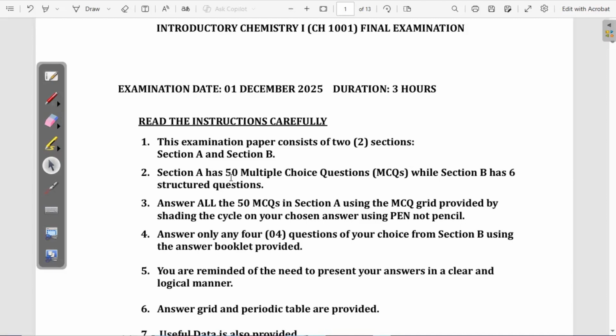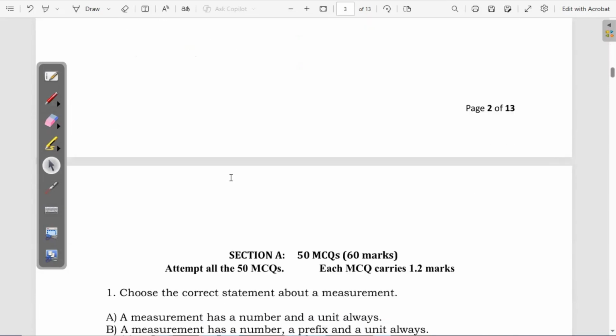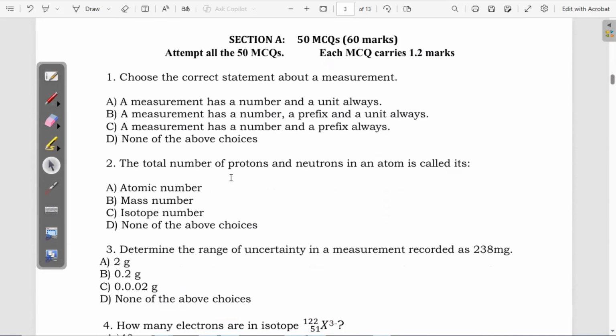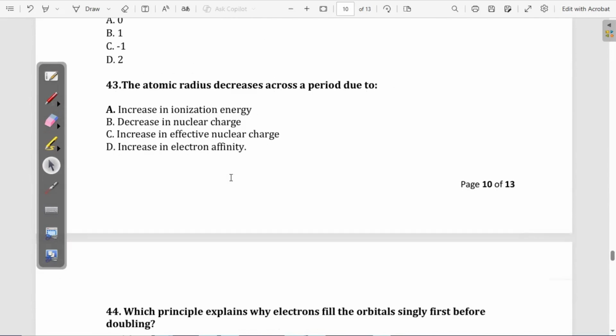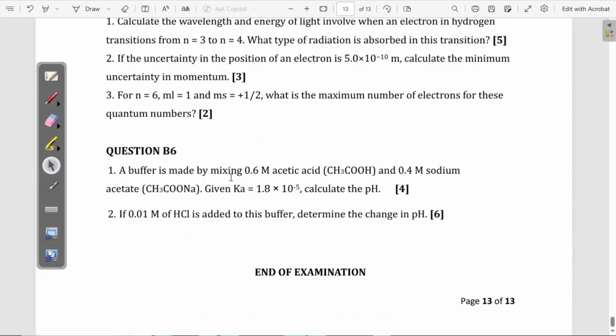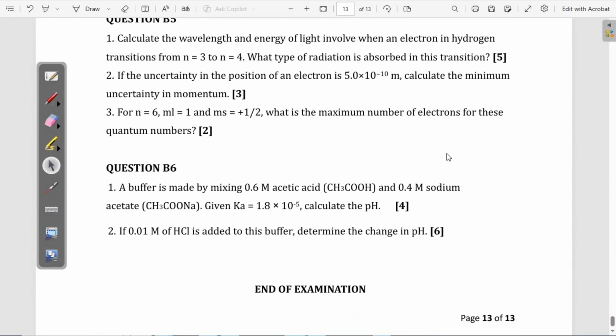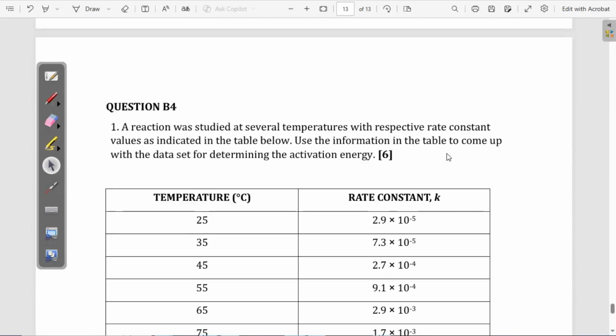So we're going to answer all the questions. Meaning that once you go through this paper, you should be exam ready, because this paper will cover all the concepts that you have actually learned. You can see here Section A, 50 multiple choice questions, and after that Section B with the 6 structured questions.